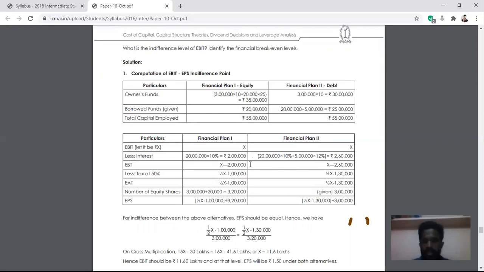Here, why the interest is changing is, if you are going with financial plan 1, there will be the same funds, so it is 2 lakh. Whereas if you are going with financial plan 2, there is an increase in debt, that is 60,000 interest. So 2 lakh 60,000.